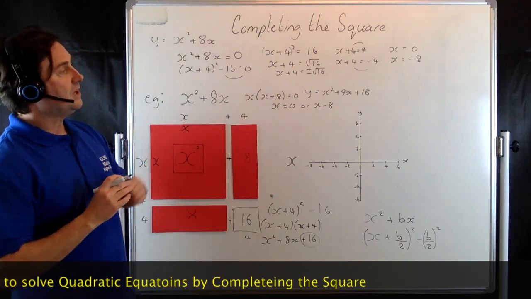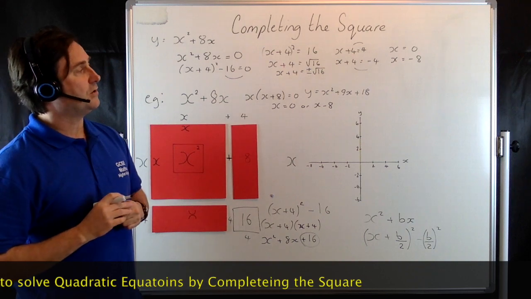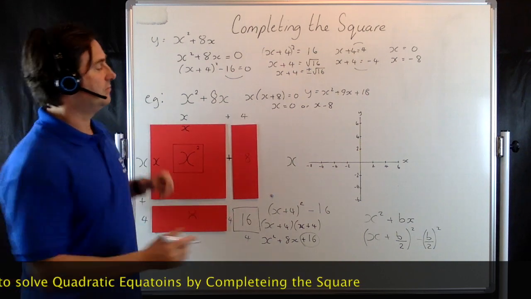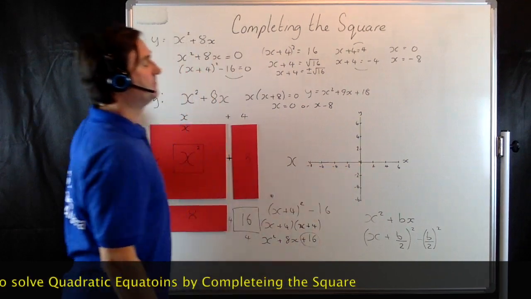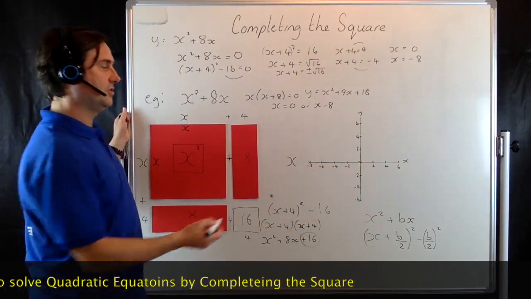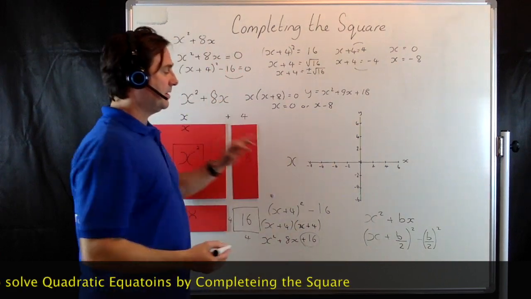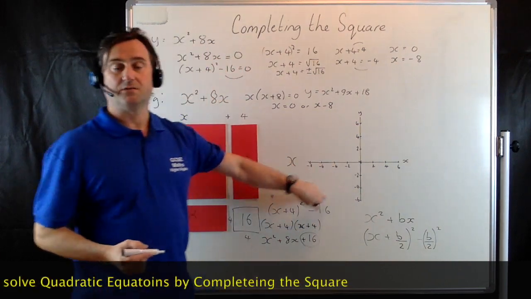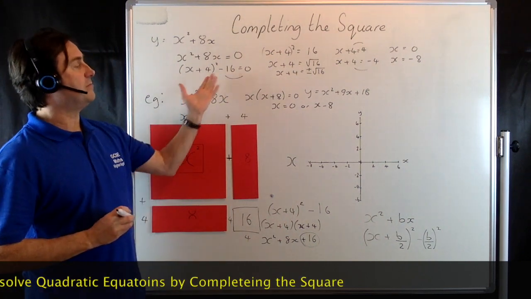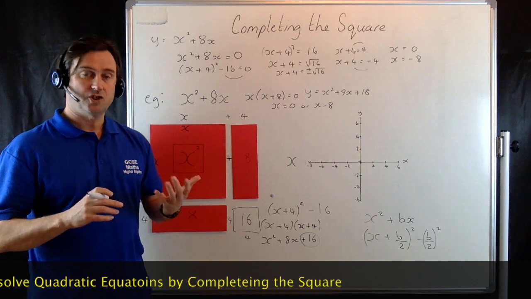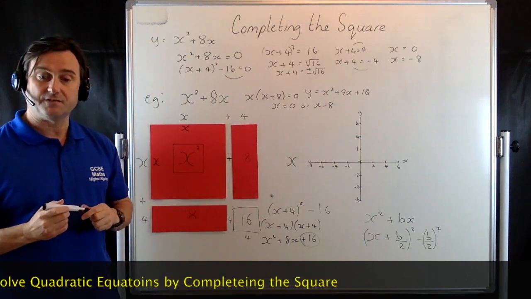Now, what I can do though is plot these points here on my graph, negative 8 and 0. I can sketch the curve at that point, but I don't know how far down this goes. So what I can now do is use completing the square, the method that we've used there, to show us exactly where the vertex of this curve is.